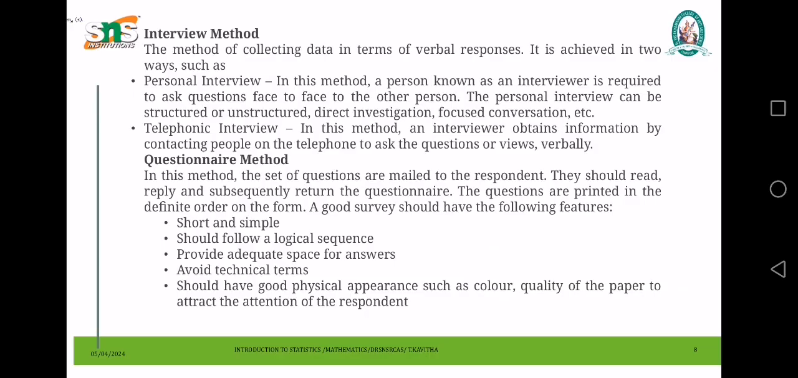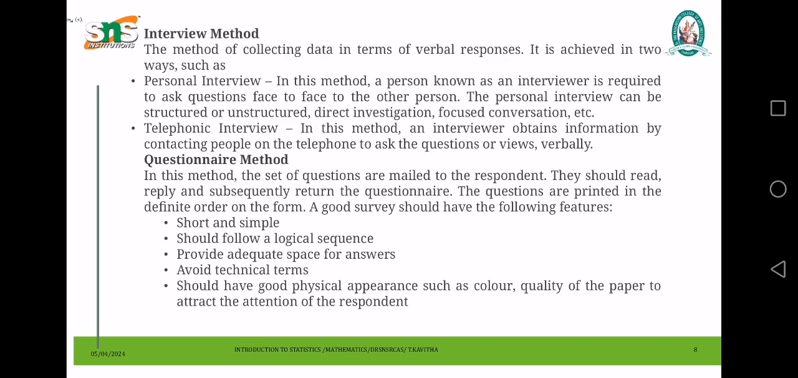Interview method. The method of collecting data in terms of verbal responses. It is achieved in two ways, such as personal interview and telephonic interview. Personal interview: in this method, the person known as an interviewer is required to ask questions face to face to another person. The personal interview can be structured or unstructured, direct investigation, focused conversation, etc. Telephonic interview. In this method, an interviewer obtains information by contacting people on the telephone to ask the questions or views verbally.